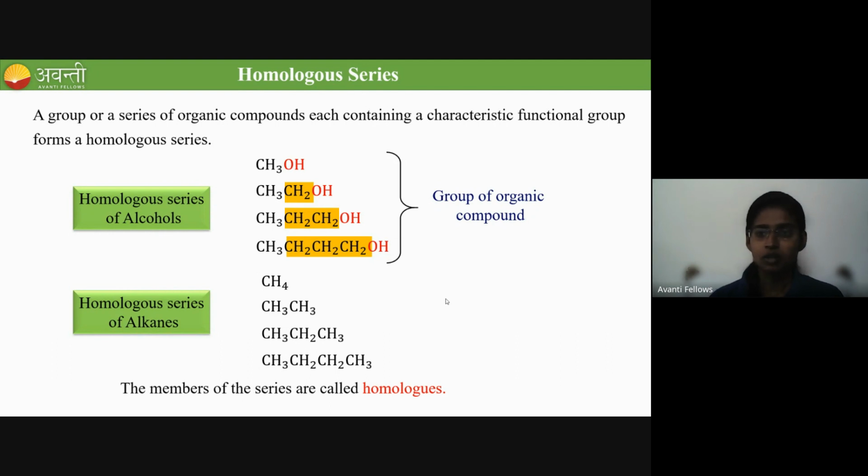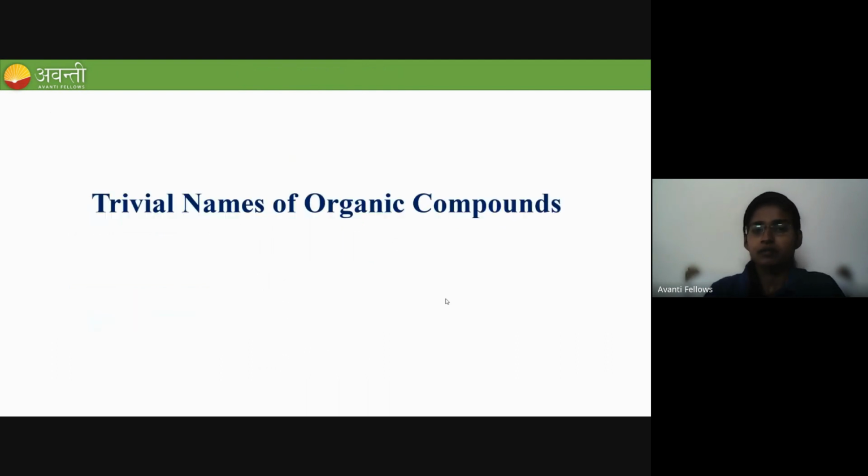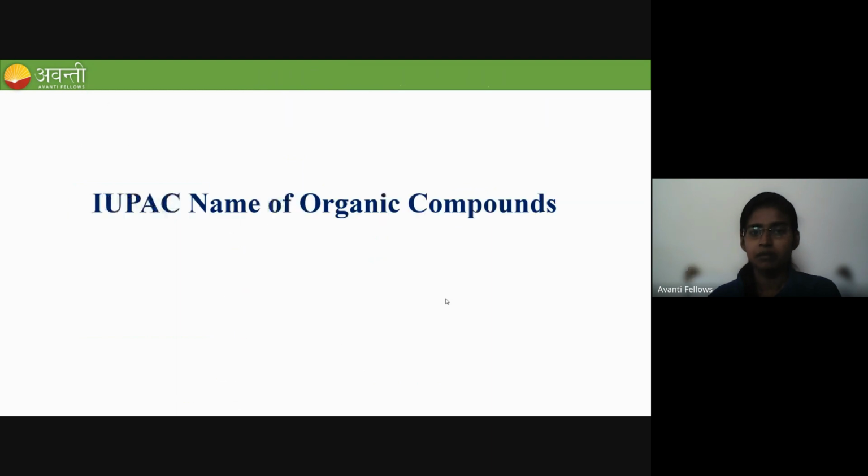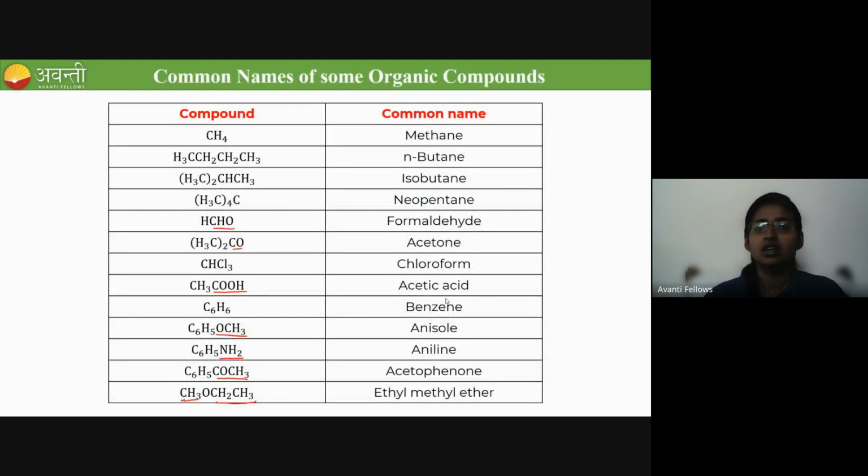Then the next topic is the trivial name of organic compound. What is meant by trivial name? Trivial name is called as common name. So we have some common names of some organic compounds. So here is the list in front of you. We are having this list in our book also. And during the class time also you might have noted it down.